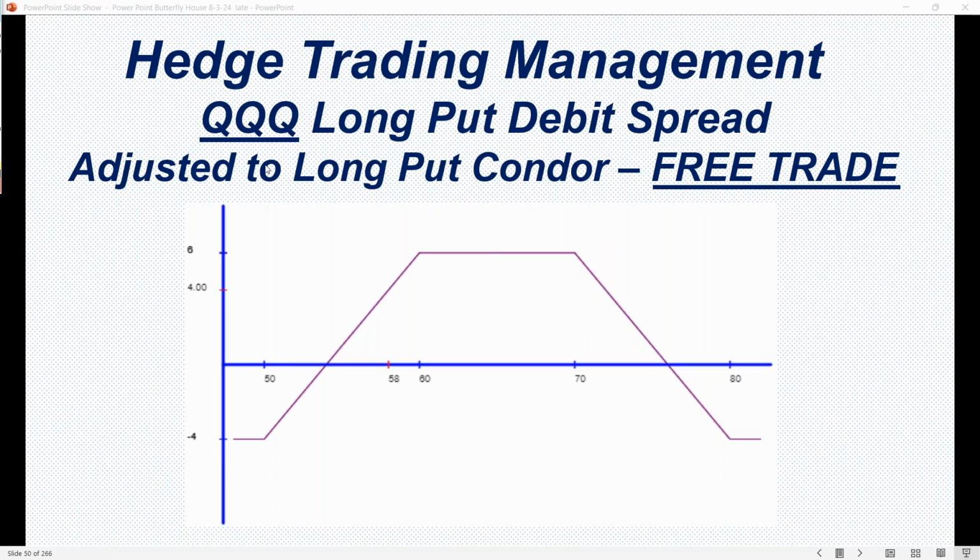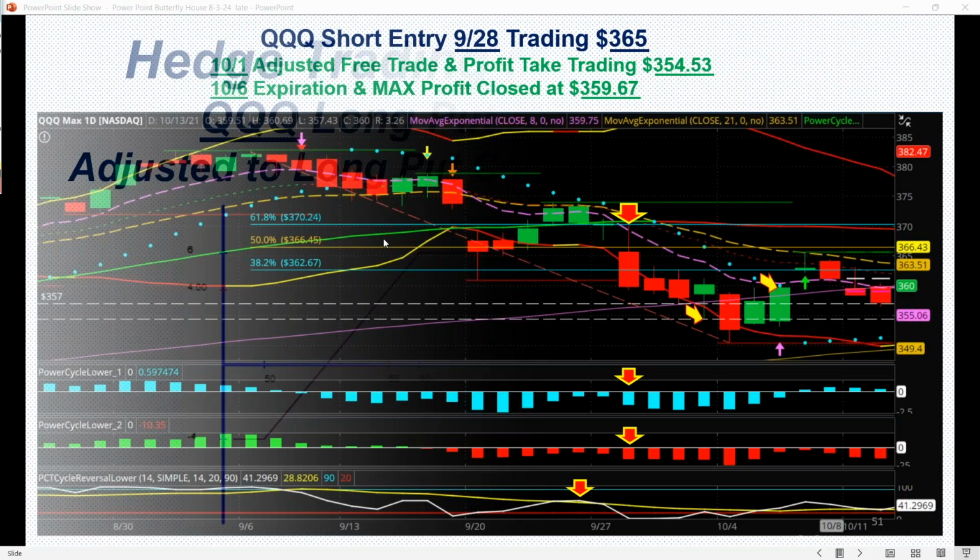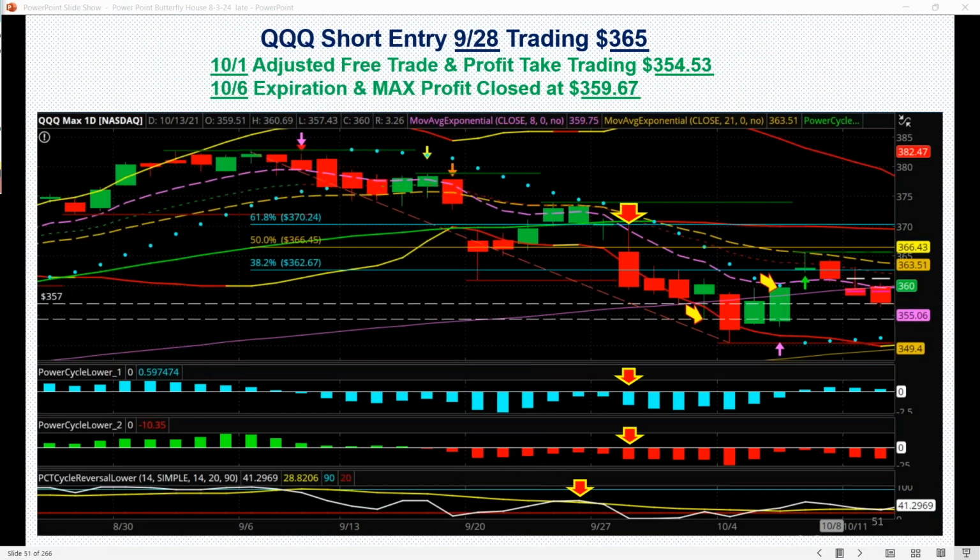So we were going to short the market using the QQQ, and we did it starting out with a long put debit spread. And then we were able to adjust it. This is what I'm constantly looking for. We were able to adjust this to a no cost free trade where we had zero risk. Okay, so here's kind of stepping you through the trade here.